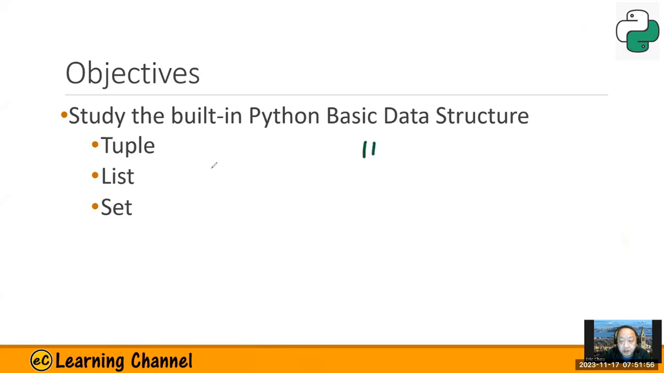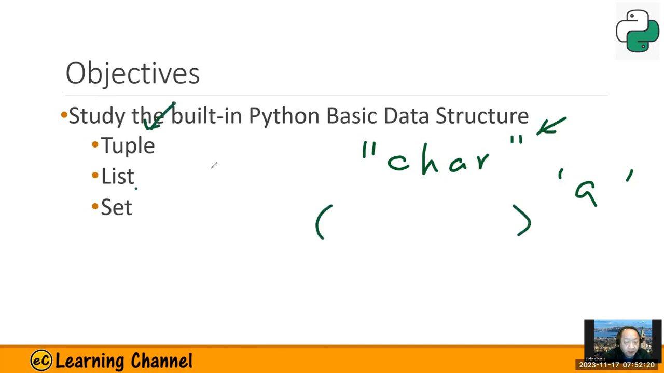So string is a collection of the characters. It uses double quote, or sometimes you use single quote. Both are valid expression of the string, and string is a collection of characters. The next one is tuple using parentheses, and then list use brackets, set use curly braces.